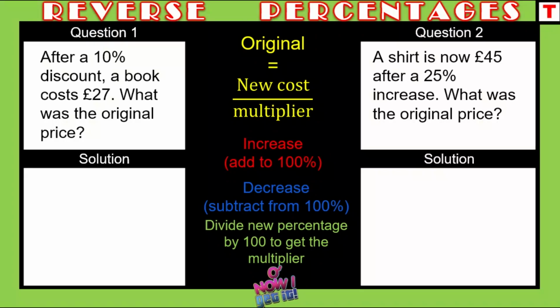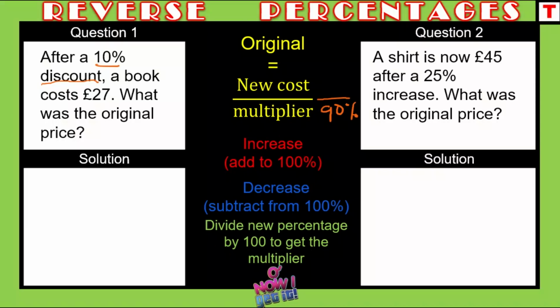Firstly, it says after a 10% discount. So keeping in mind that everything begins with 100%, if we're having a discount of 10%, it means that we are now at 90%. So here the multiplier is going to be at 90% at the moment. And we need to now convert this to a decimal. So I'm just going to put the 90% there for now, but we would need to convert this to a decimal a little bit later on.